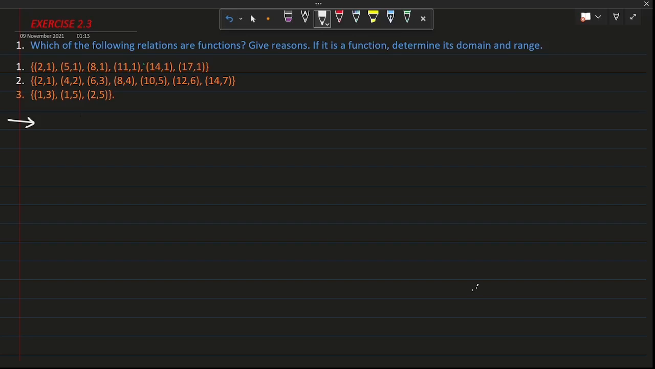Here I have started the mathematics lecture series for 11th standard, and here is exercise number 2.3. The first question is: which of the following relations are functions? Give reason. If it is a function, determine its domain and range.